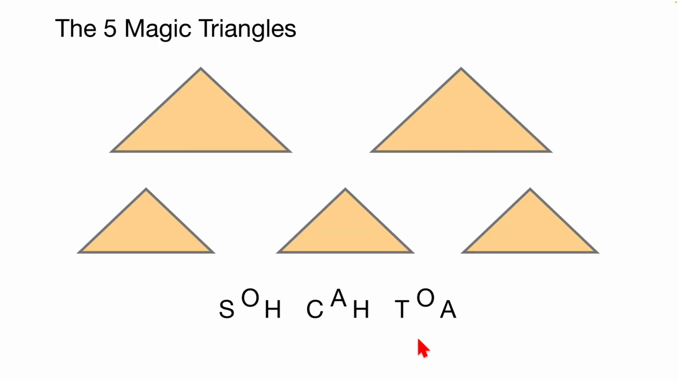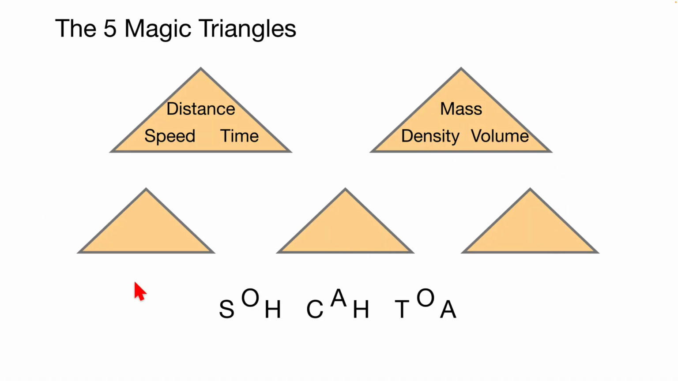Right. We know 5 magic triangles. The first, speed, is distance divided by time. The second, density, is mass divided by volume. And these you know, but you probably don't know them in this form. Sine is equal to opposite over hypotenuse. Cos is equal to adjacent over hypotenuse. And tan is equal to opposite over adjacent. And these are easily remembered as SOHCAHTOA. And that's how I write it, with the middle letter raised, because it forms a triangle. And this will save a bit of time.